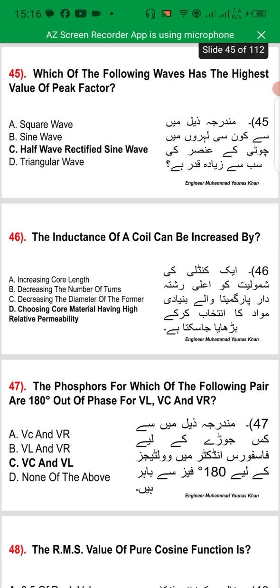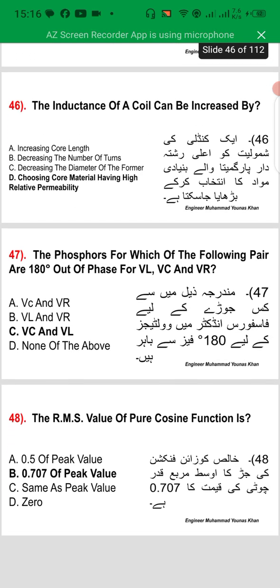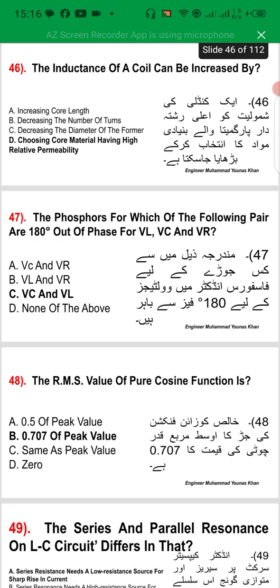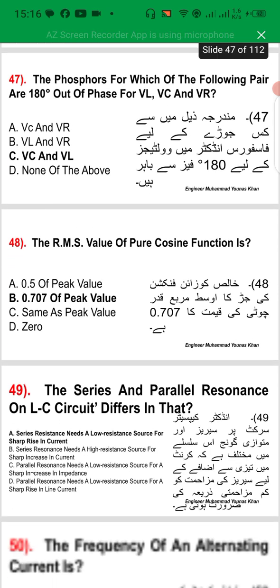Which of the following waves has the highest value of peak factor? Half-wave rectified sine wave. The inductance of a coil can be increased by choosing core material having high relative permeability.